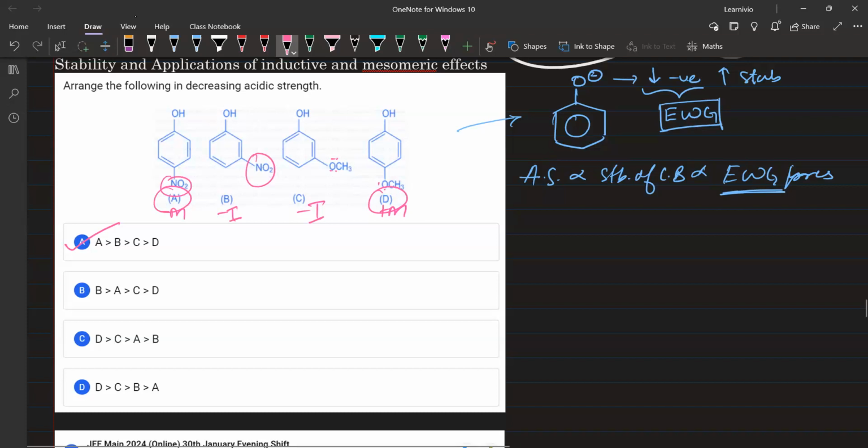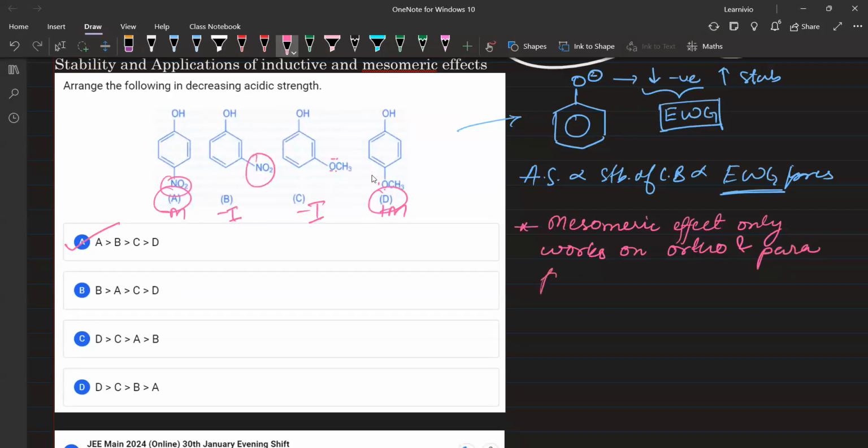So one thing that you have to note down is mesomeric effect only works on ortho and para positions and not on meta position. Okay, explain this point.